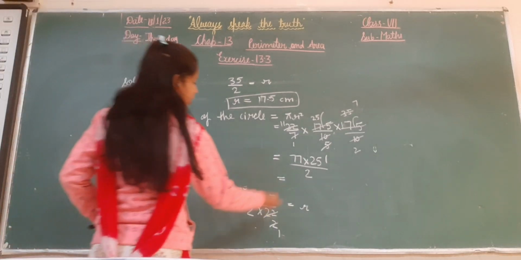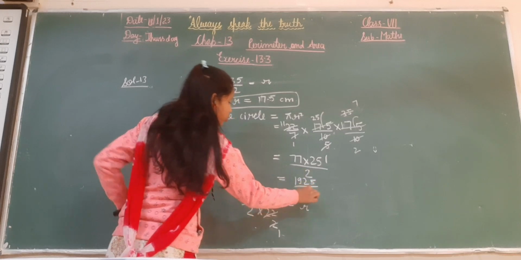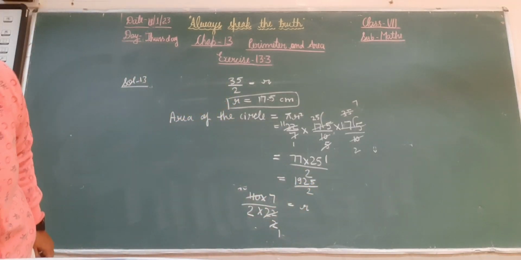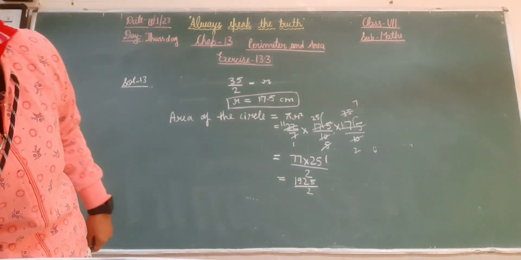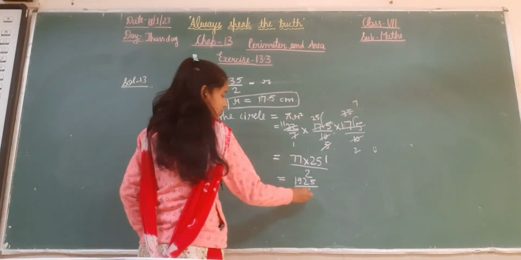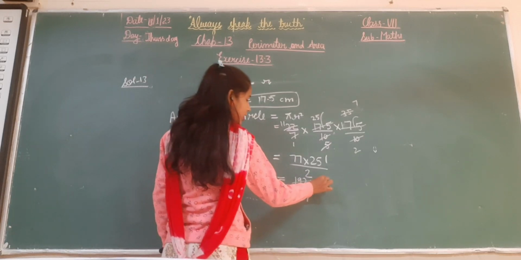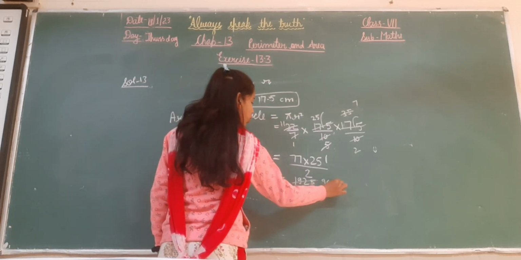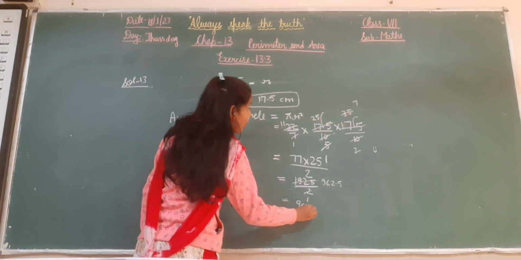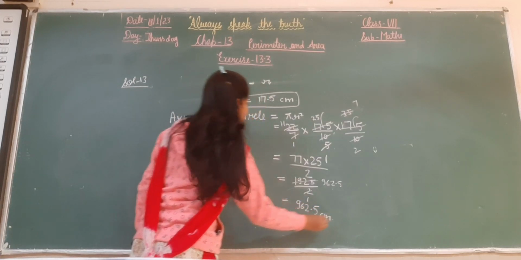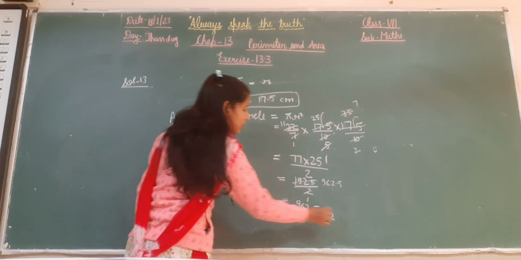So it will be 1925. Divide by 2. And when you divide by 2, what will come? 2 1s are 2, right? And 2 9s are 18, 2 6s are 12, 2 2s are 4, and .5. So it will be 962.5 centimeter. This is what? This is the area of the circle. So it will be centimeter square.